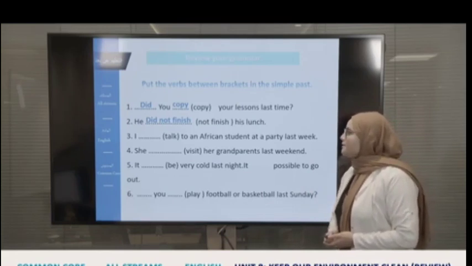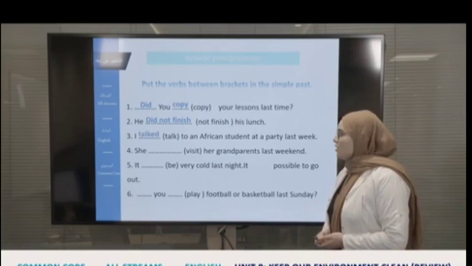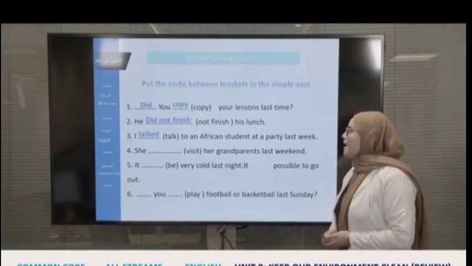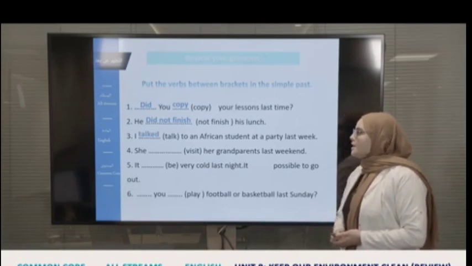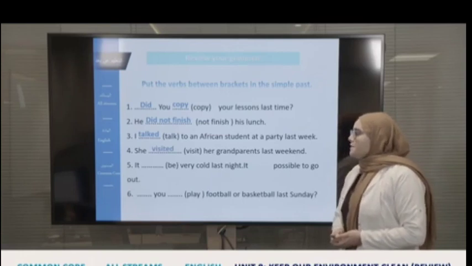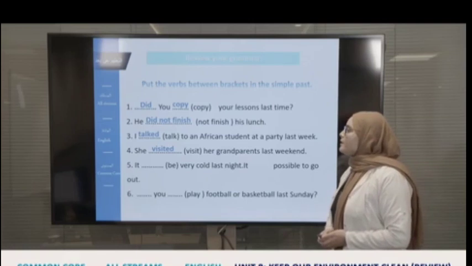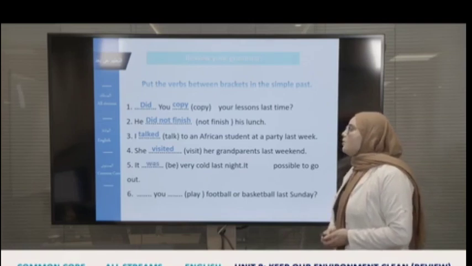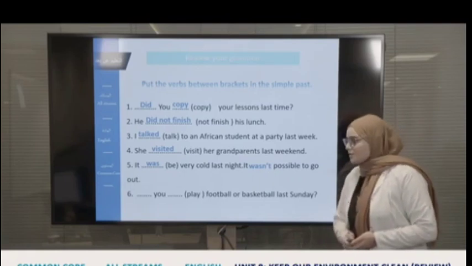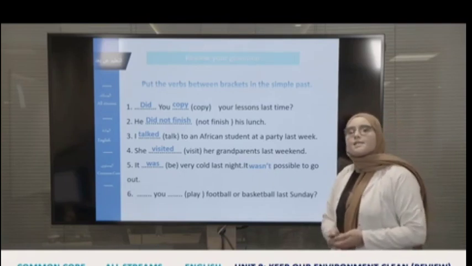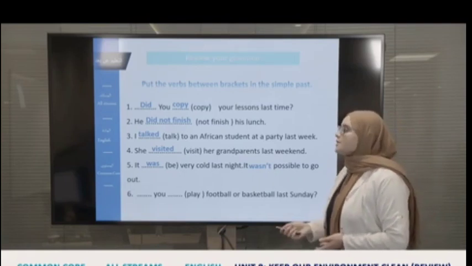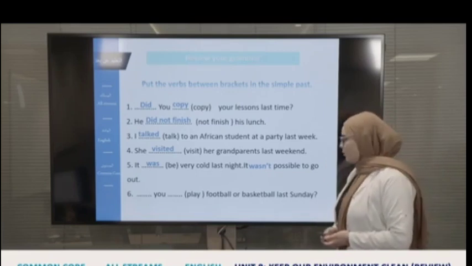Number 3, I talked to an African student at a party last week. Number 4, she visited her grandparents last weekend. Number 5, it was very cold last night. It wasn't possible to go out. So remember, verb to be in the simple past, the affirmative is was, the negative is wasn't.